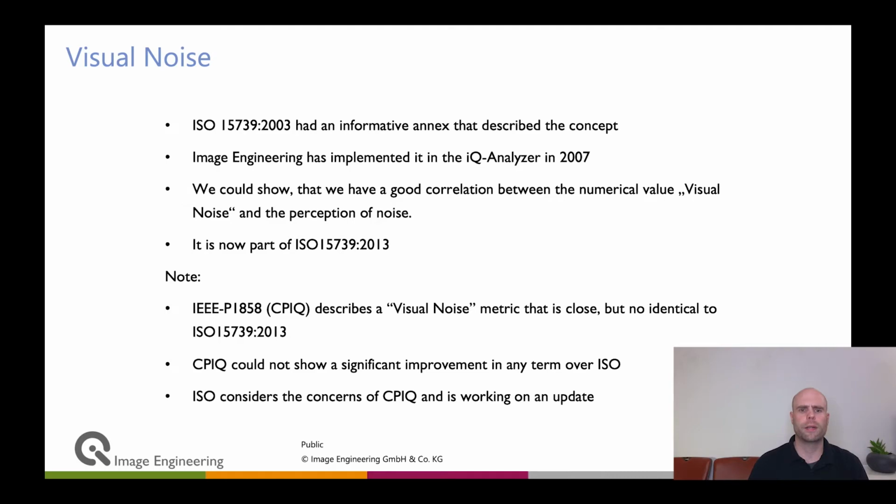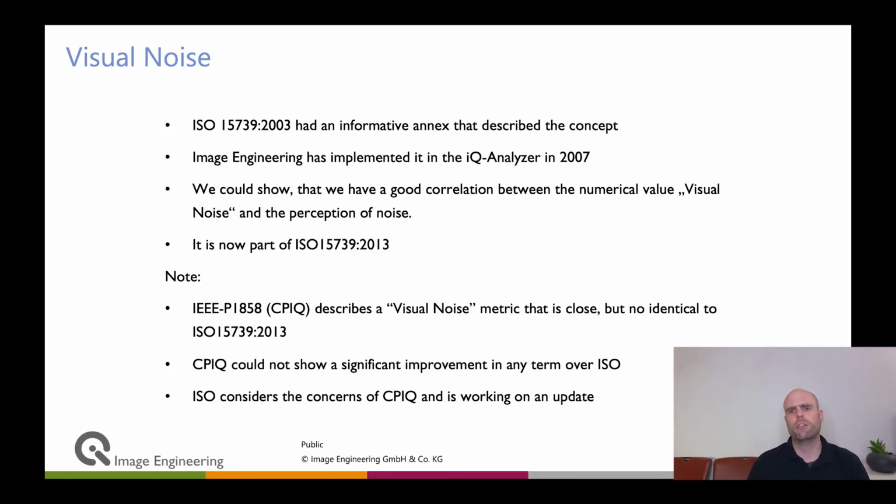Visual noise was an informative annex to a previous ISO version, and we at Image Engineering implemented it already in 2007. It was out there for a while, but we were looking for some new metrics, and we saw this and tried it, and since then we use it in our commercial tests. So when we test devices as a service in our test lab, when we need to judge cameras, if VCX does it or any other reliable objective test procedure, use visual noise. It is now part of the ISO standard, also of a normative part.